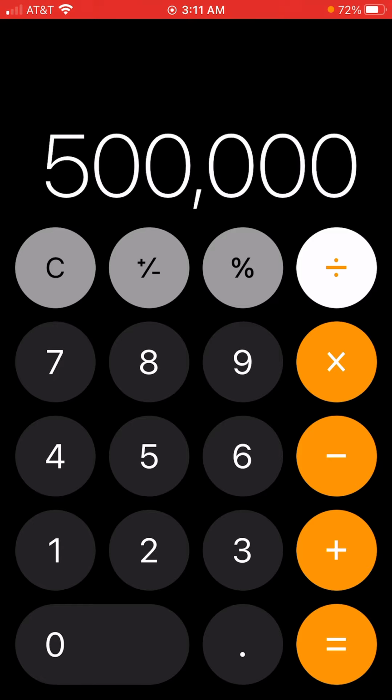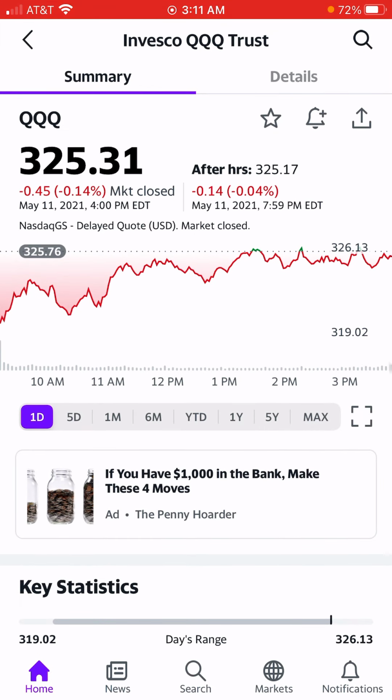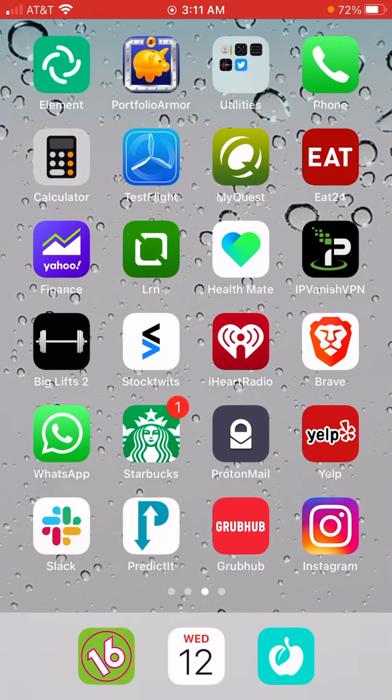which we've already forgotten. So we're going to go back to Yahoo, and you can see again it's 325.31. And that gives us a number of shares rounded up to 1,537. So we take that number and we go to the Portfolio on our iPhone app.